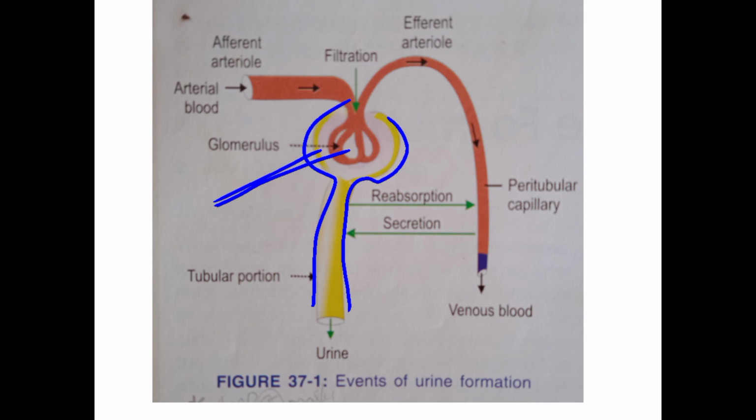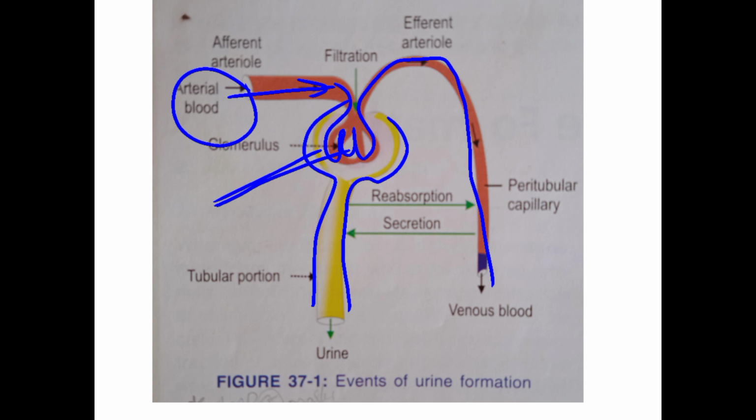Now the blood. Blood will pass through the afferent arteriole and pass through like this in the glomerulus. It forms a glomerulus and goes back to the efferent arteriole. While it is passing through here, filtration is taking place. The plasma or fluid gets filtered here.